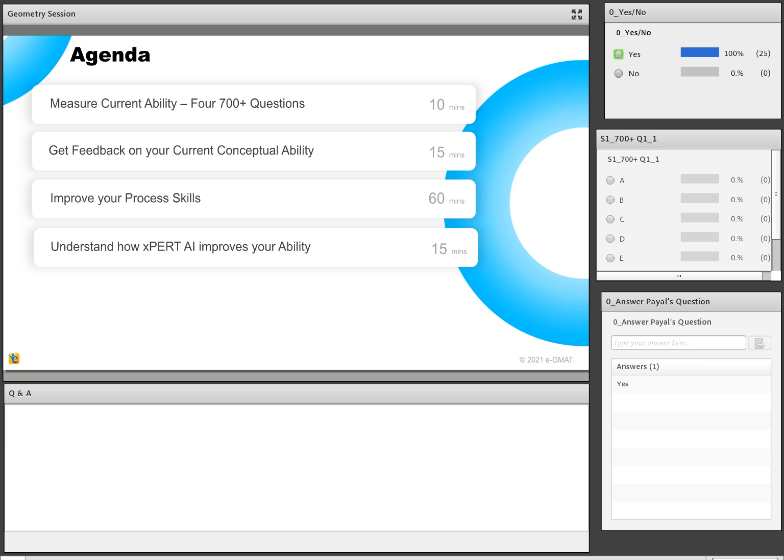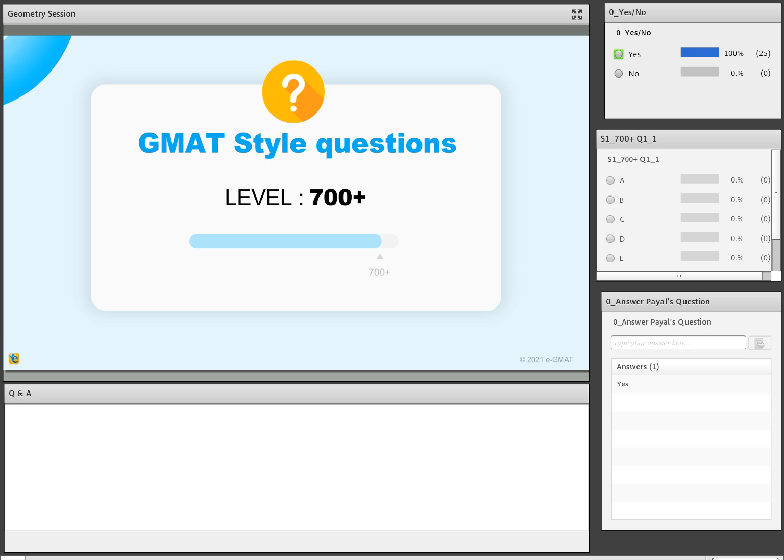And then we'll talk about how the Expert AI in the Quant 2.0 course improves your ability, so that you understand the nuances in the Expert AI that's going to help you get to that 700 plus, I would say 730 plus score, or Q49 plus or Q50. And then we'll continue to improve your process skills. All right, so with that, let's now get into figuring out what your current ability is.